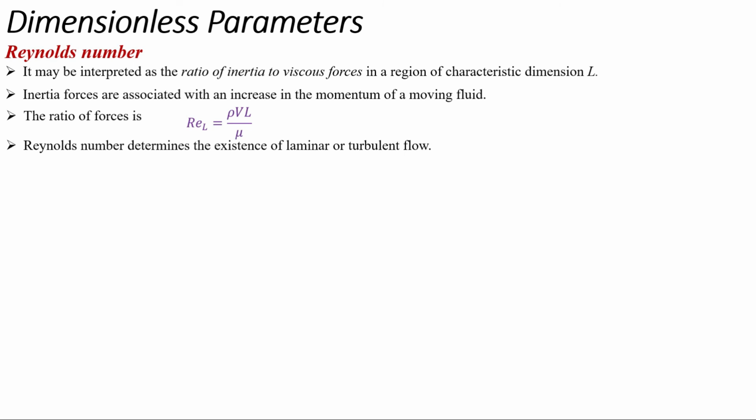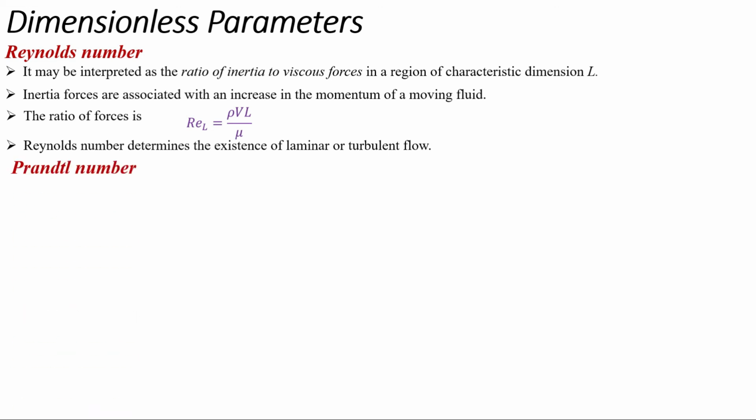For large values of Reynolds number, we have large inertial forces, it means it is turbulent flow. And low Reynolds number means we have large viscous forces, it means that we have laminar flow. So Reynolds number is basically the ratio of inertia to the viscous forces, and it classifies whether the flow is laminar or turbulent.